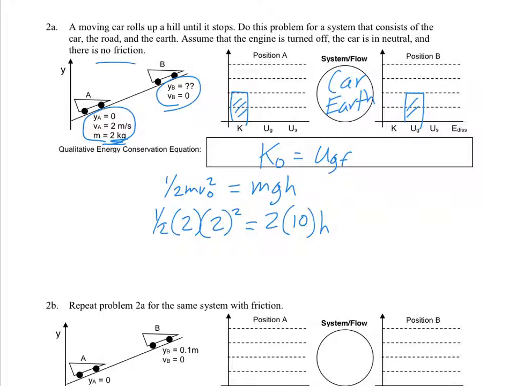So initially, 0.5 times 2 times 2 squared gets us 4. So initially our car has 4 joules of energy, which means if energy is going to be conserved, when it gets up to the top of the hill, it's going to also have 4 joules of energy. It's just going to be of a different type. So 4 divided by 20 gets me 0.2 meters. So our car reached a height of 0.2 meters. So that one's pretty straightforward. Let's look at 2b and see what happens when our system changes.